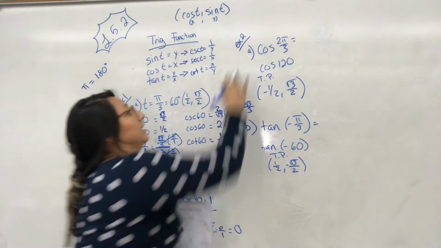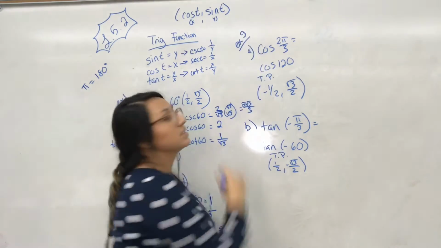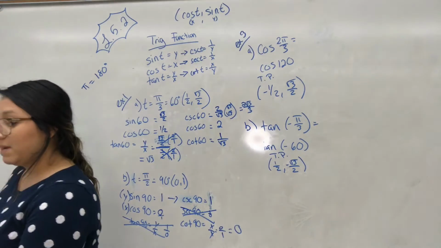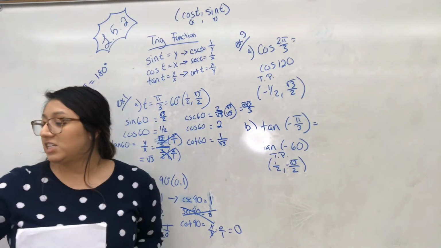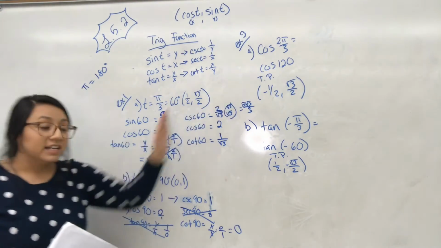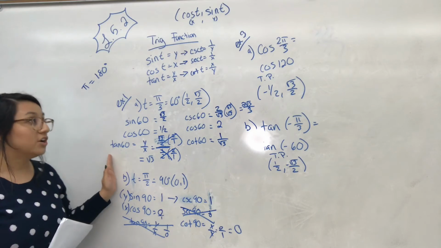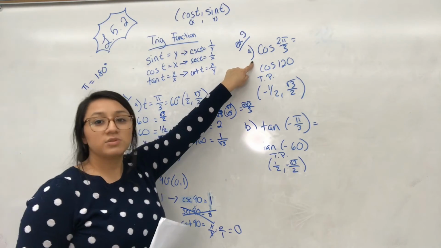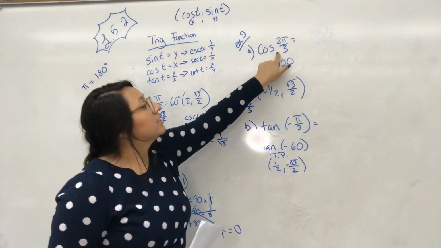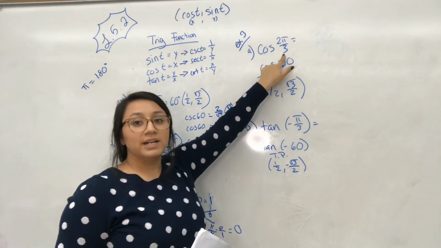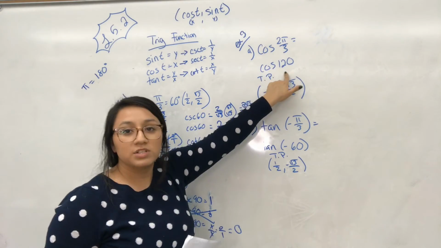Example 3. So example 3, that is on page 412. It tells you find each value. You're not finding each of the 6 trig functions. All you're doing is just finding the cosine of 2π radians over 3. I converted the radians into degrees. It's a cosine of 120.